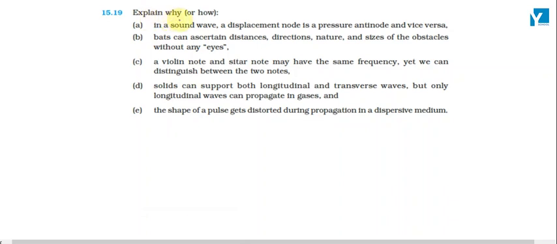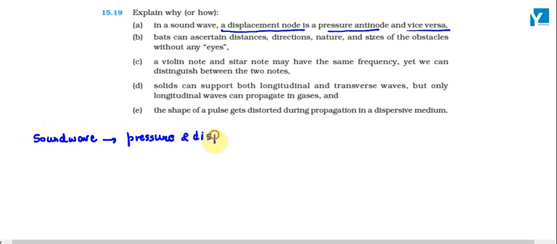Explain why or how. Question A is, in a sound wave, the displacement node is a pressure antinode and vice versa. Actually, in a sound wave, pressure and displacement are 90 degree out of phase.